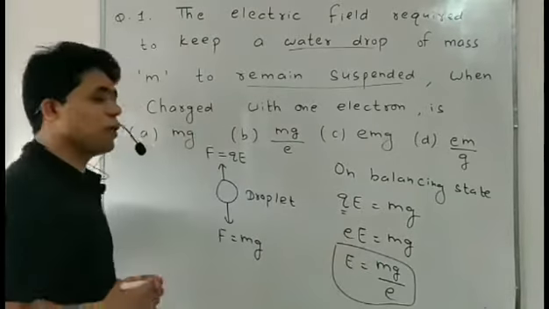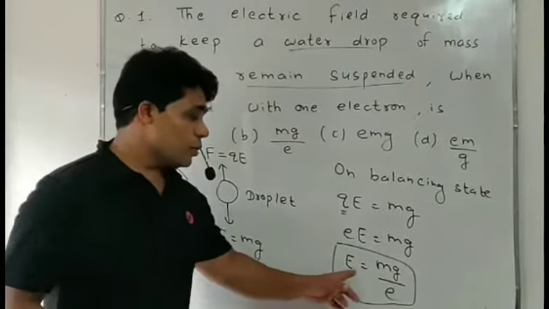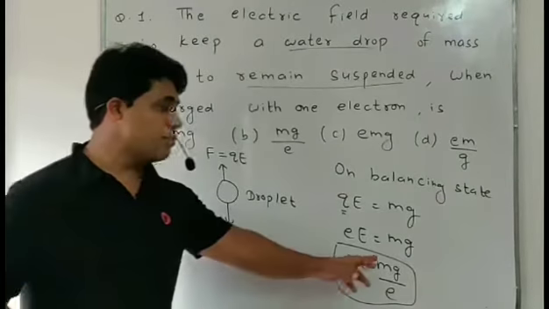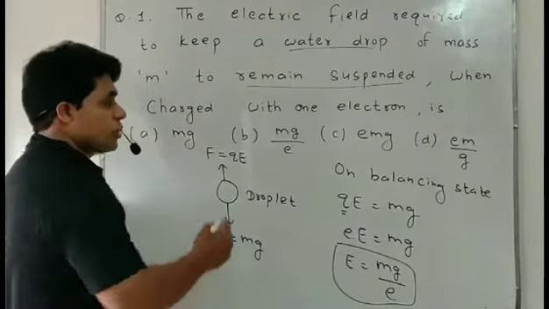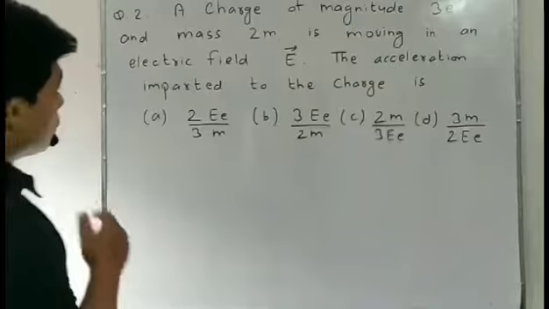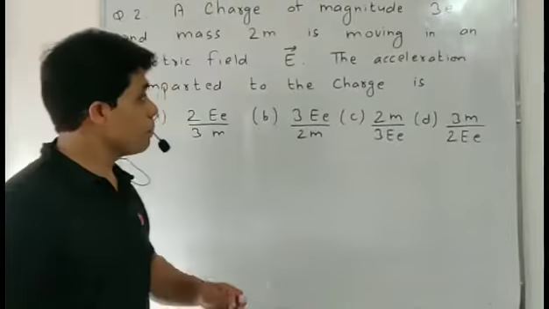So how much electric field is required? That is mg by e, so that the droplet remains at rest in air. So which one is the correct option? Yes students, option B is the correct option, mg by e. So now students, question number second.